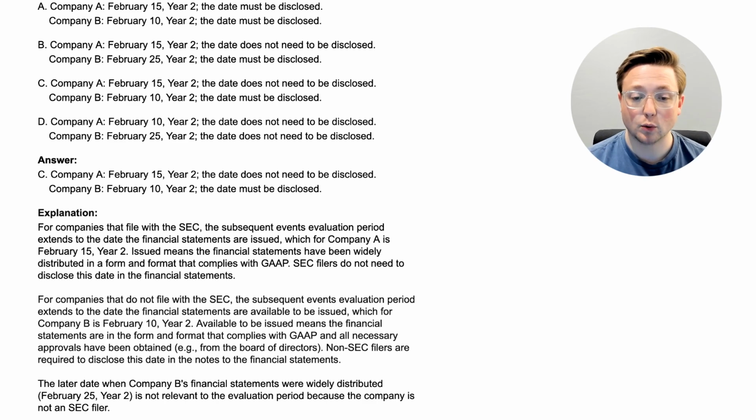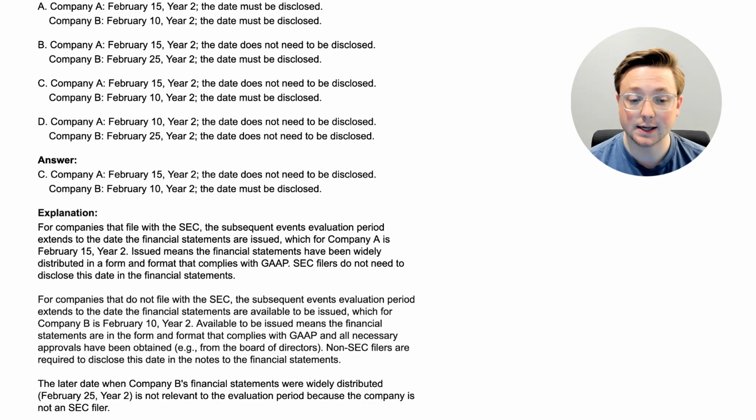For companies that file with the SEC, the subsequent events evaluation period, so the period where they're allowed to evaluate and see if there was a subsequent event, extends to the date the financial statements are issued, which for Company A is February 15th, year 2. Issued means the financial statements have been widely distributed in a form and format that complies with GAAP. So basically there's two parts there. It has to have been widely distributed to all the users, and it has to be in a form that complies with GAAP.